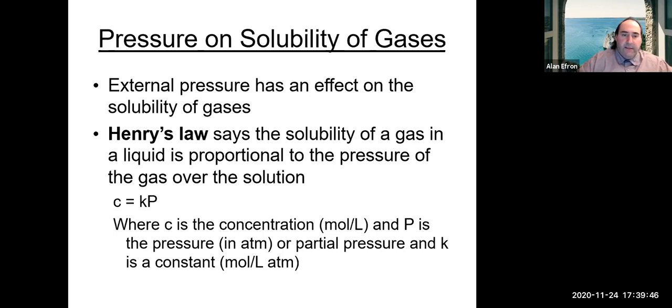Okay, so I think this is where we left off. We are talking about some effects on solubility, so the effect of pressure on the solubility of gases. An external pressure has a very high effect on the solubility of gases, especially in the liquid part. So, our soda example that we were talking about the other day as well.